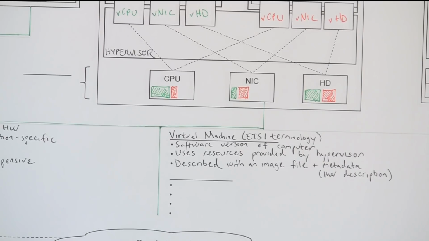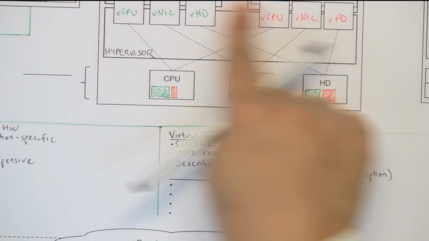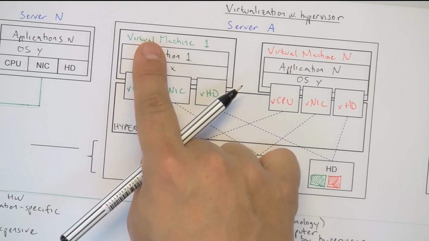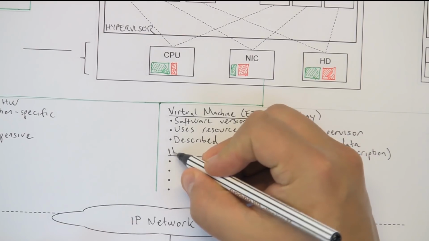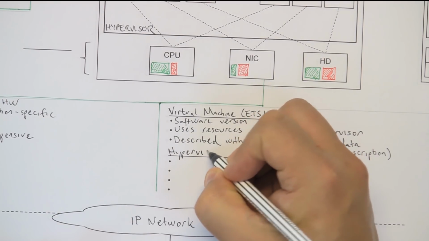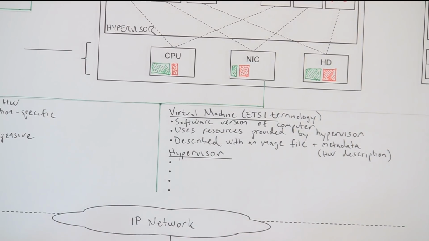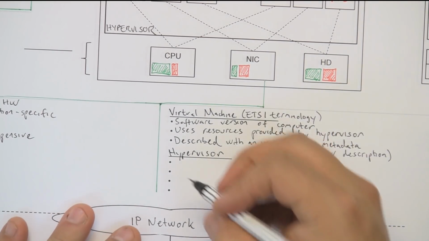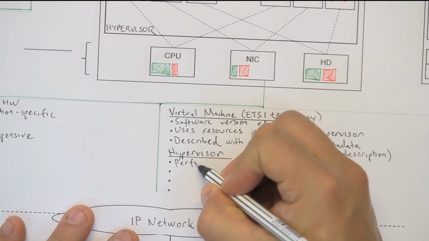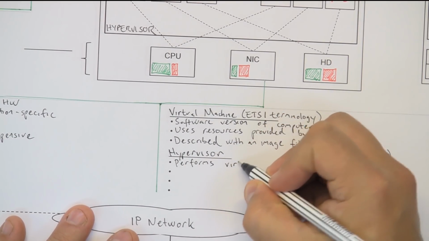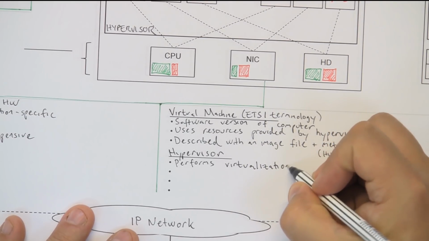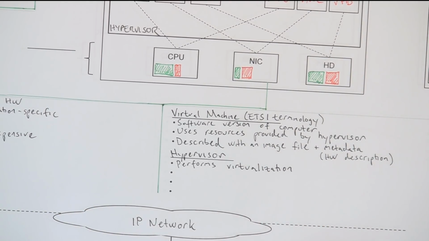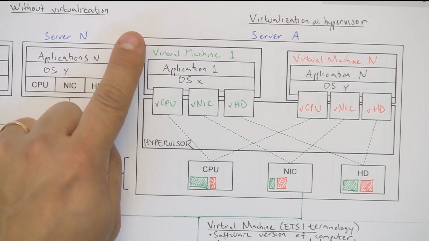And then a couple of words on the hypervisor. This thing, fooling the virtual machine to believe it has real physical resources. So, hypervisor performs virtualization. Essentially the act of tricking the higher layers up here to believe it has access to physical resources.